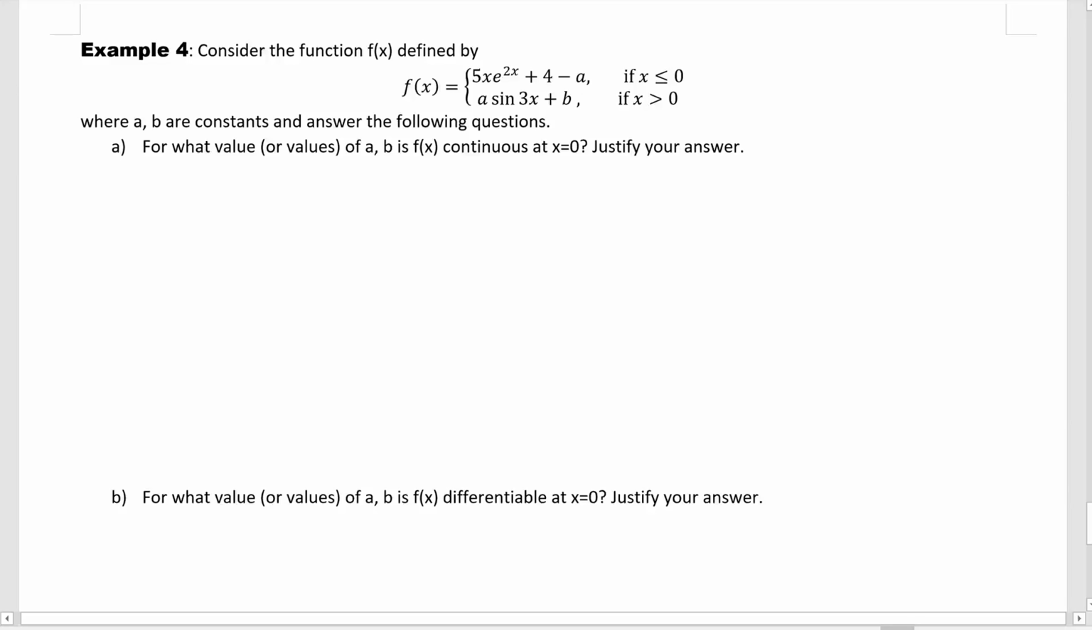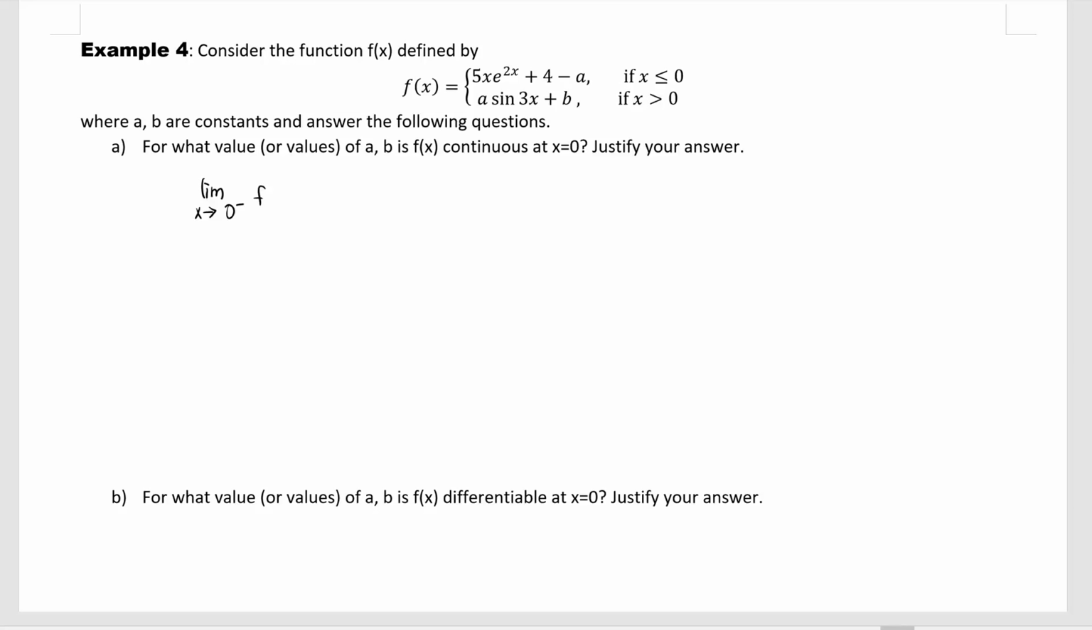So this is our function. F is a piecewise function. It has 2 pieces. Okay, so part A, for what values of a, b is f continuous at 0? This is similar to what we have done before in chapter 2. So we compute the left-sided limit of the function at 0, and we compute the right-sided limit of the function at 0.